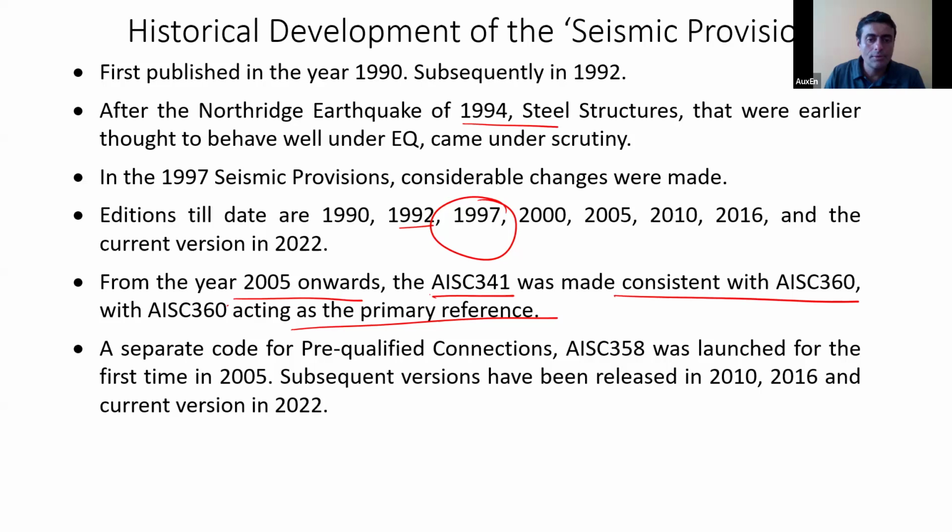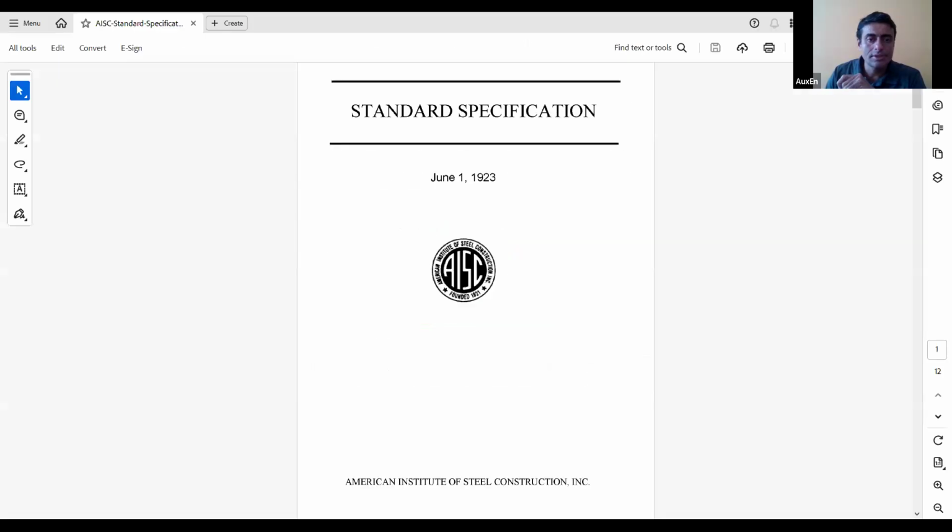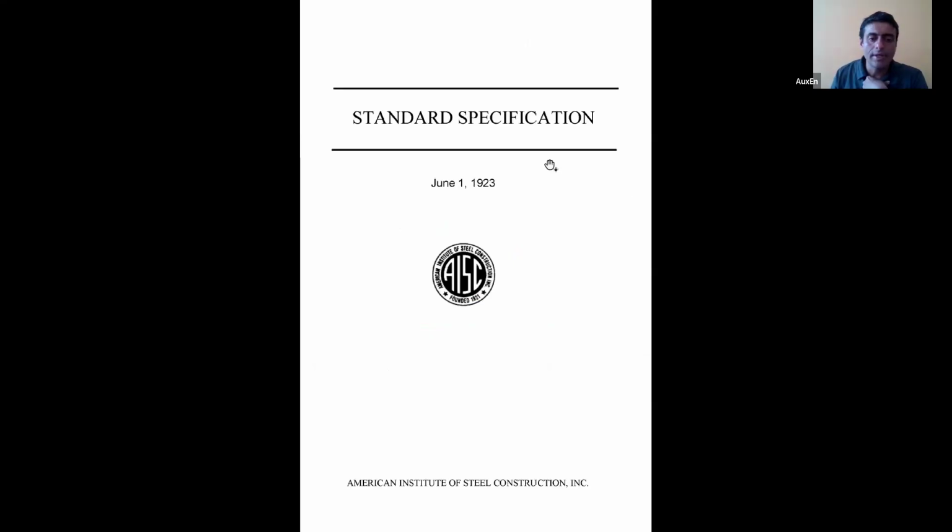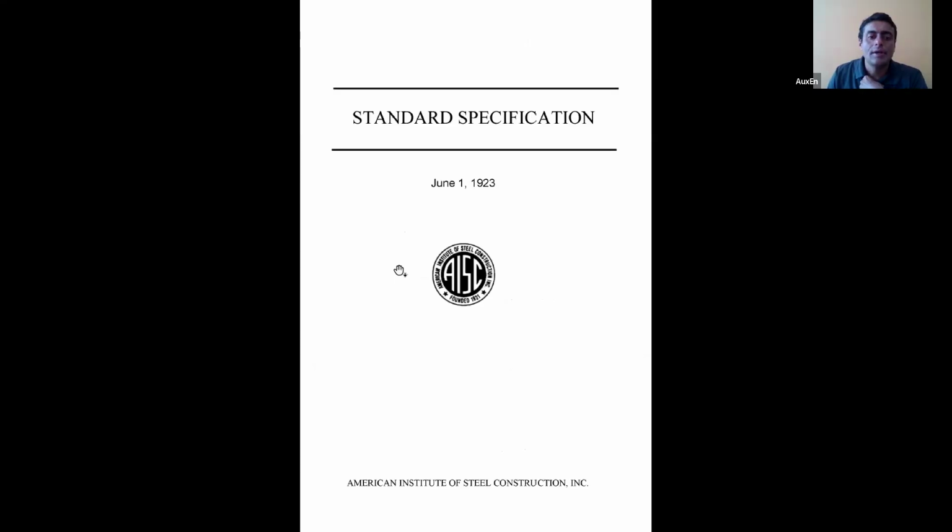So I'll just share my screen and share this PDF on screen with all of you. Are you able to see this PDF? So of course, this is not the original print. This is not the print of 1923. This version must have been printed later, but the document is from the 1923 publication. Is that clear?